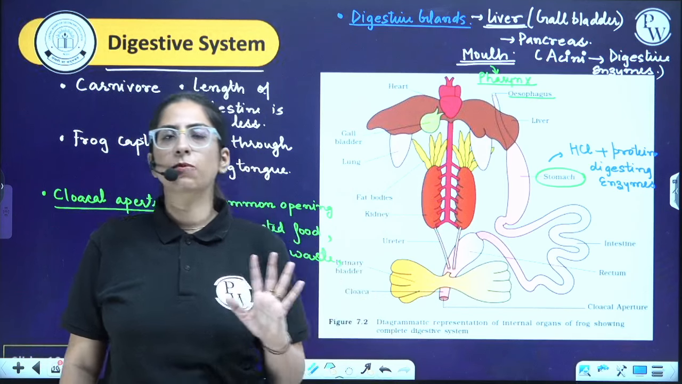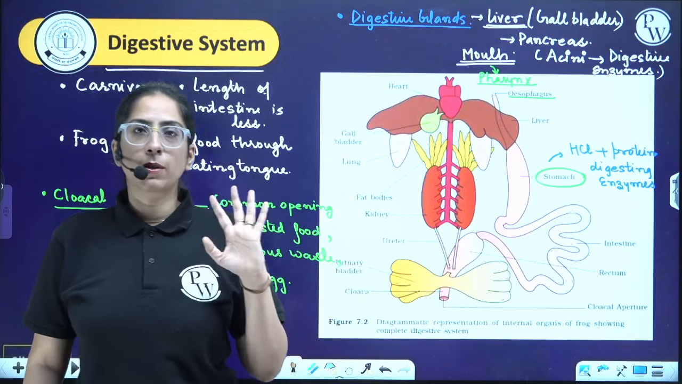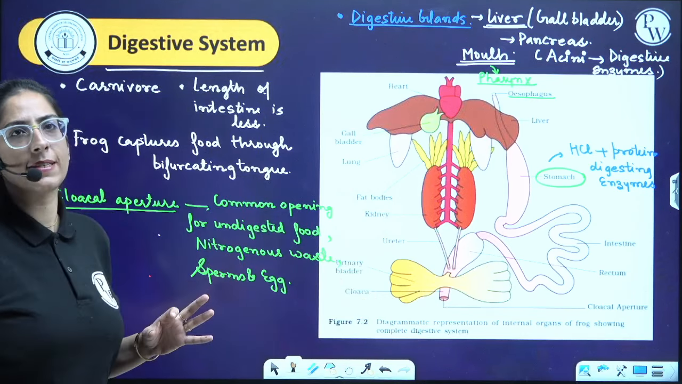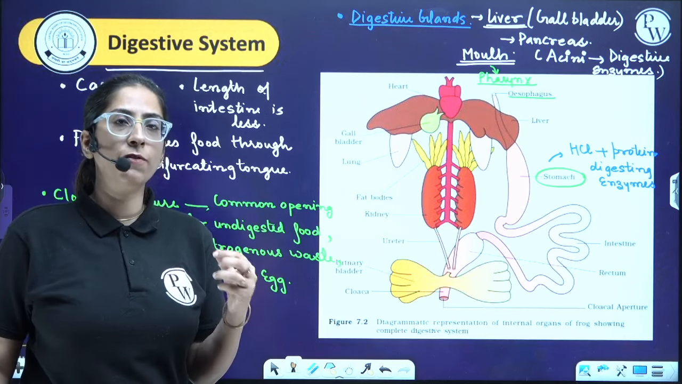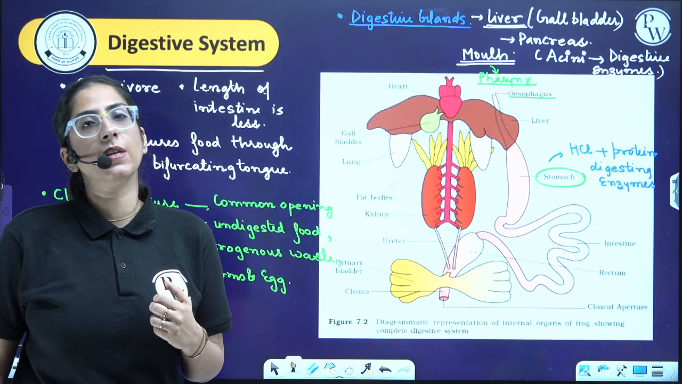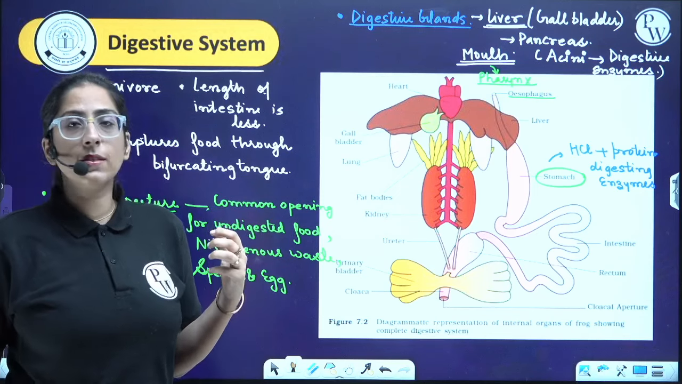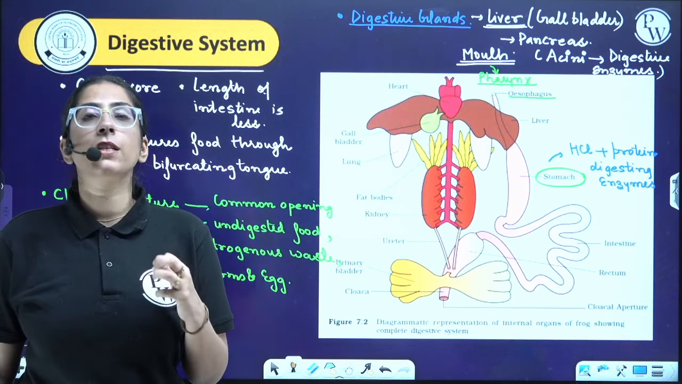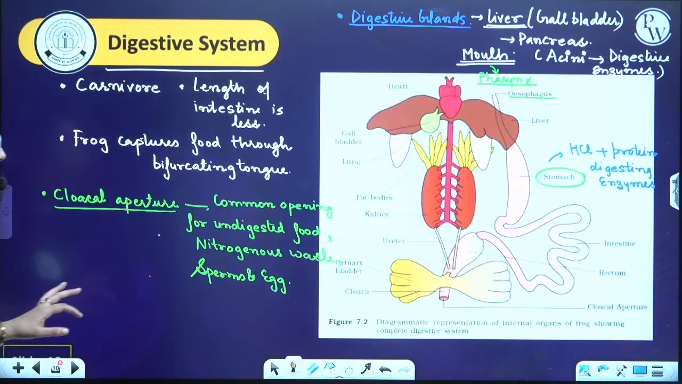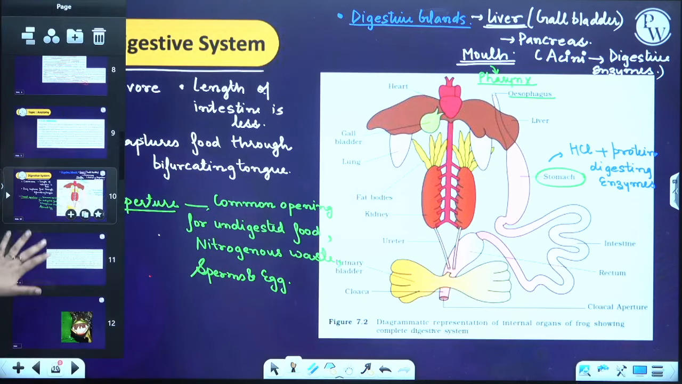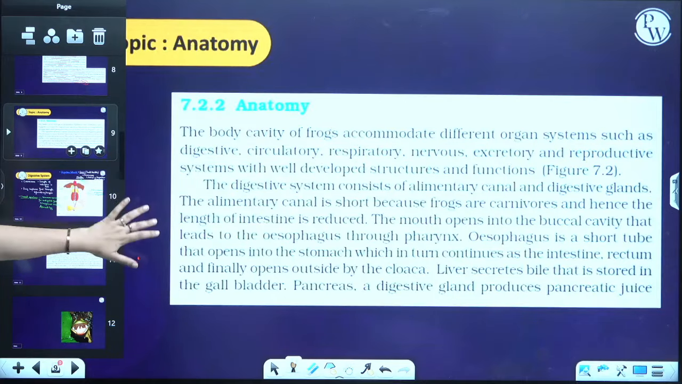But here, I am just talking about the digestive system. So, I am talking about the acini part, right? The digestive part is the one which helps in the secretion of the digestive juices. That is the acini cells. And the next one is the islet of Langerhans, which secretes the hormone that we will see later on. Clear? Now, let's do a quick reading.